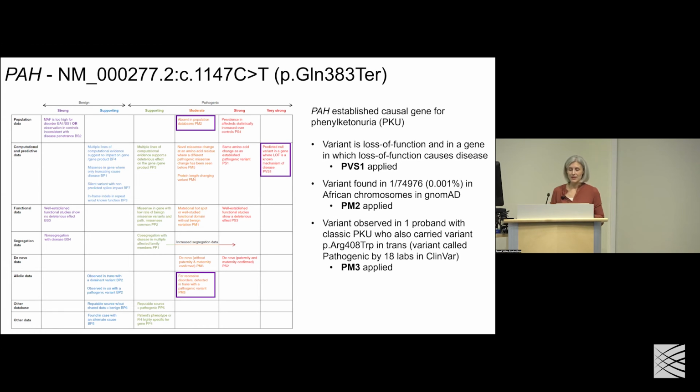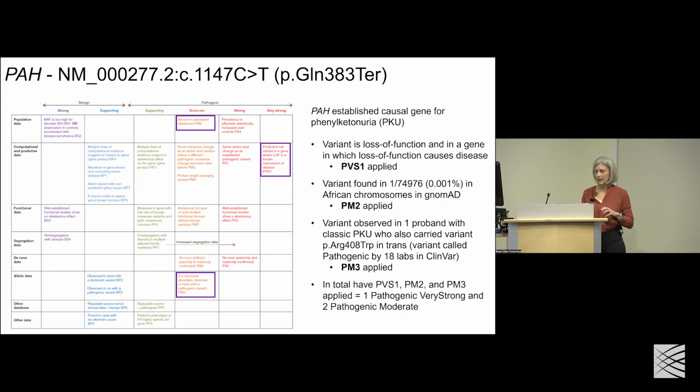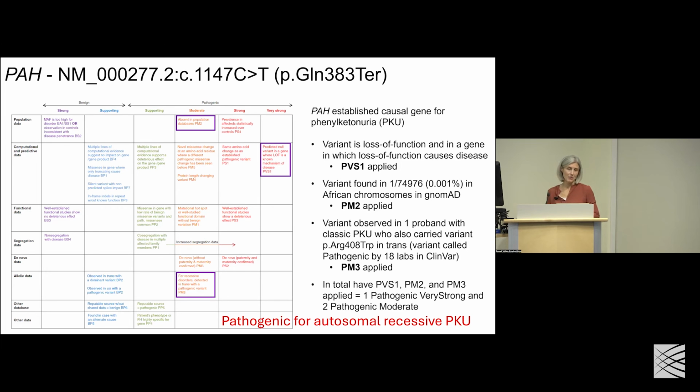This allows us to apply the PM3 criterion, which states that for a recessive disorder, this variant was detected in trans with a pathogenic variant. So in total, after doing all of this review, we find we have one PS1, one very strong code, and two moderate codes applied. And if we go back to that chart on the last slide, you would see that this adds up to a pathogenic classification for this variant for autosomal recessive PKU.